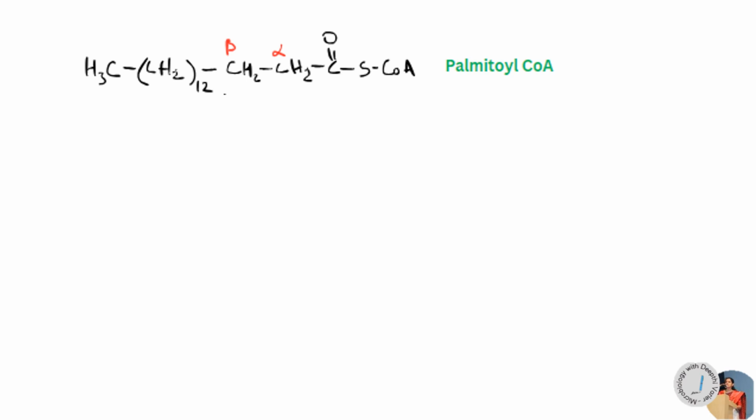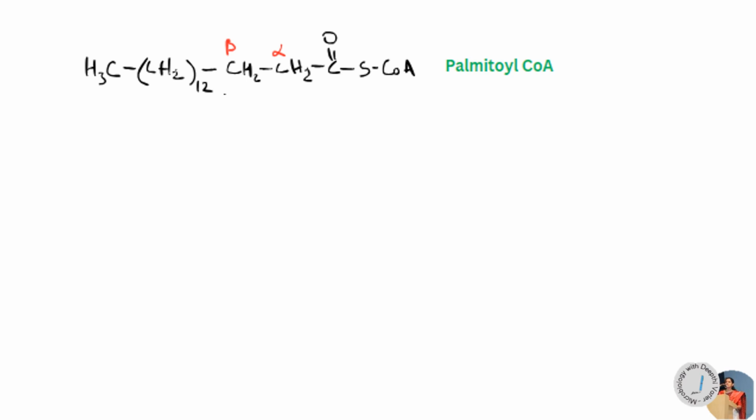Then I've shown you the alpha and beta carbon. Keep a watch on these two because this is where all the action is going to happen. And then we have our functional group in the form of C double bond O, and then finally the thioester linkage, the CoA part. Now this is the palmitoyl CoA.